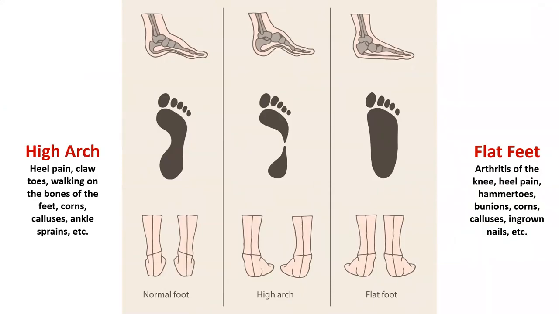Diabetes can cause you to have a high arch. It can cause heel pain, claw toes, walking on the bones of the feet, corns, calluses, and ankle sprains. Severe obesity can cause you to have flat feet. You can have arthritis of the knees, heel pain, hammer toes, bunions, corns and calluses, ingrown toenails, etc.